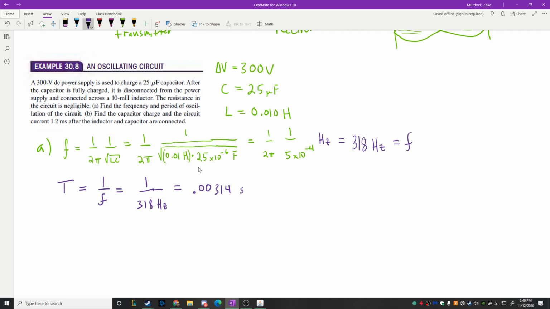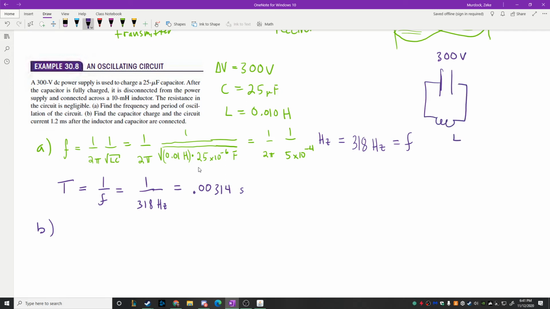And then part B, find the capacitor charge and the circuit current 1.2 milliseconds after the inductor and capacitor are connected. Okay, so for this we're going to need to think about some of the information that was given. First of all, we know that the system starts off in the following state when it's first charged. You have a capacitor that's charged to 300 volts. You're initially connecting it directly up to an inductor.